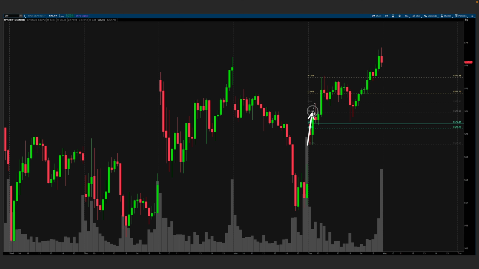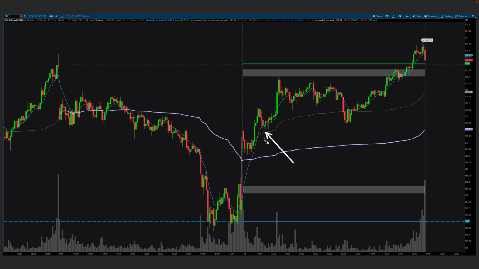So right here, this is our push up. This is our 50% retracement. This is the next leg up. And look at where buyers show up aggressively. Again, it is at that 50% retracement. That is the equivalent of right here.